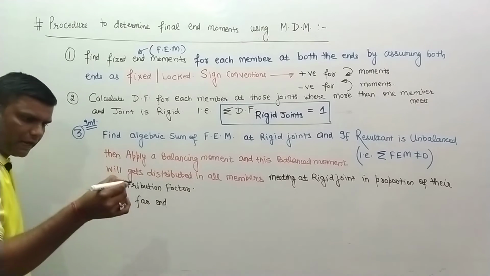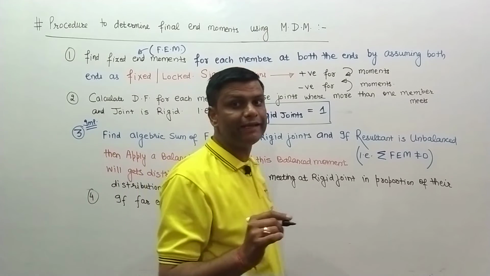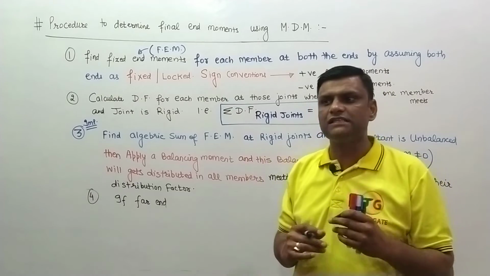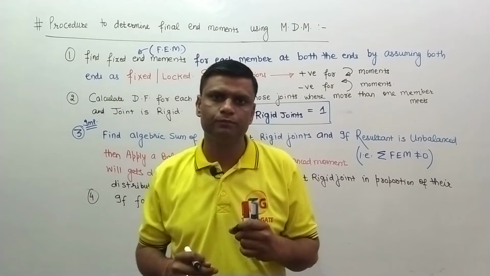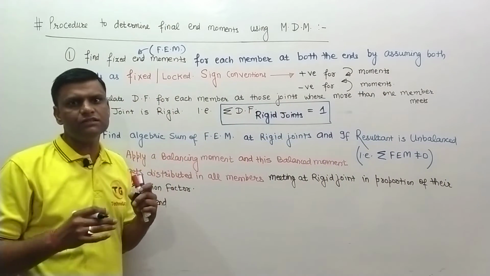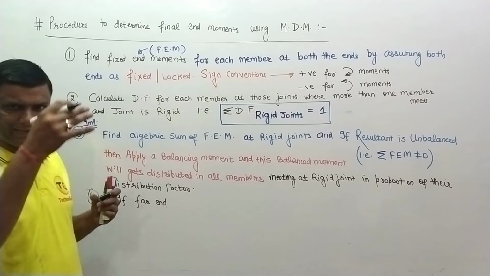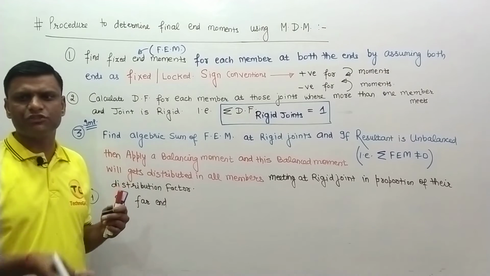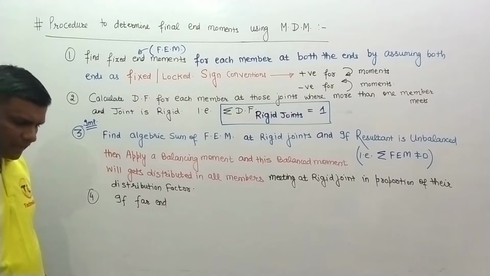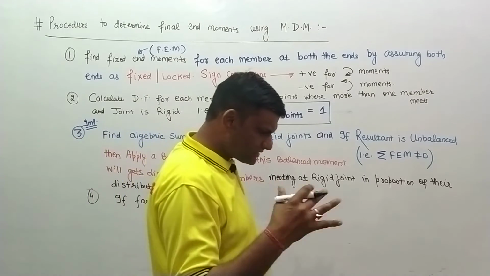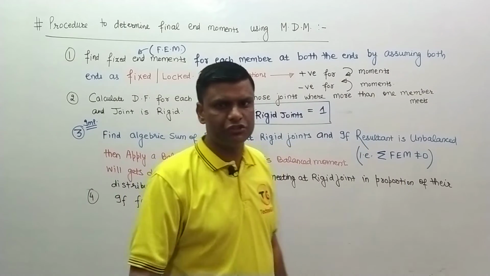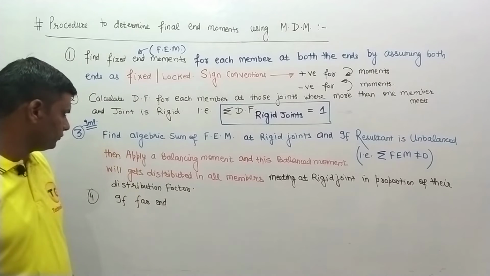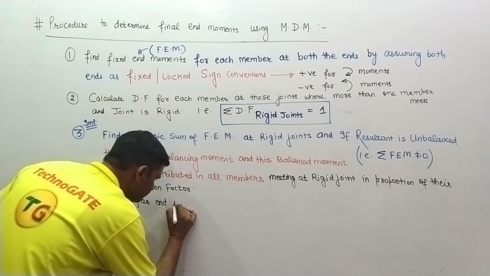As we know, we have calculated the carryover factor: when the far end is fixed, it was 1/2. When the far end is hinged, it depends upon the a by b ratio and extra parameters, and if the far end is free, the value becomes 0. Carryover factor is equal to 0.